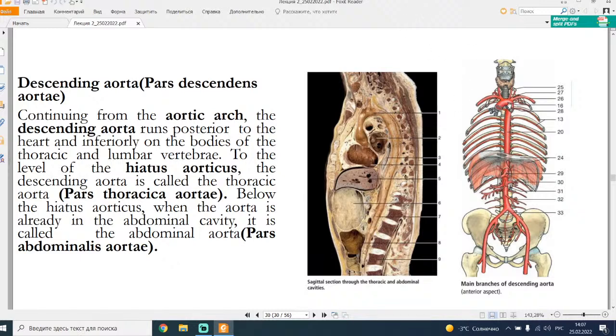The pars descendens aortae includes the pars thoracica aortae and the pars abdominalis aortae. The descending part of the aorta is divided into two parts: pars thoracica aortae and pars abdominalis aortae.